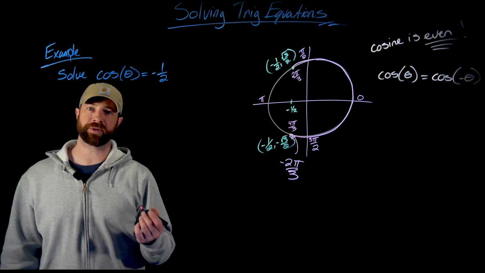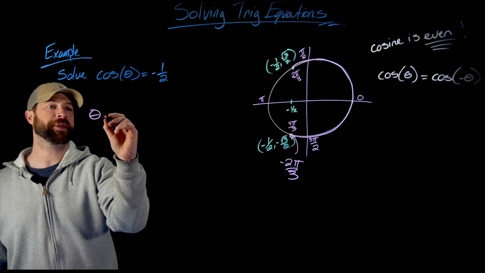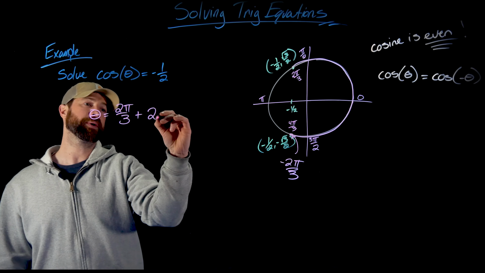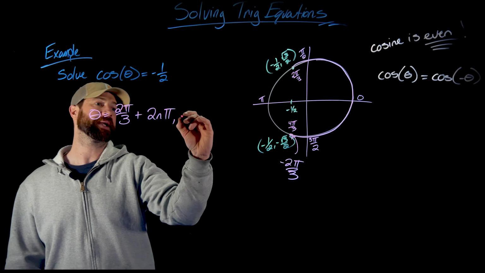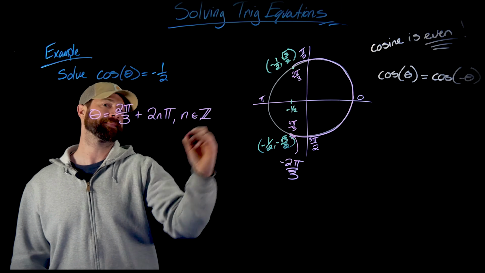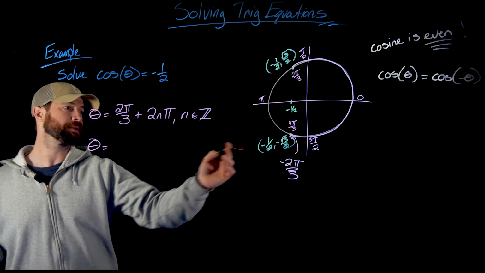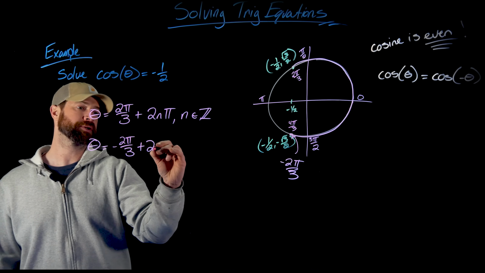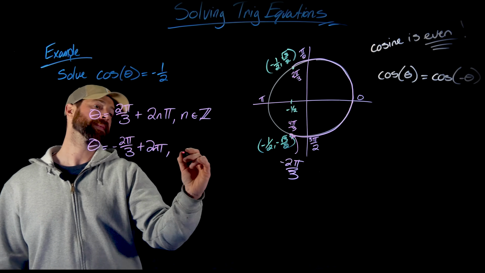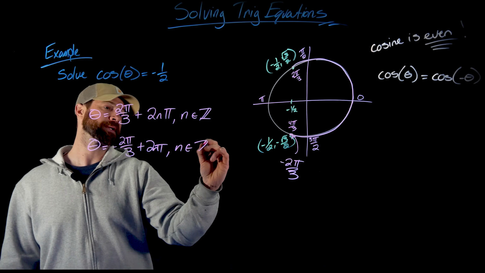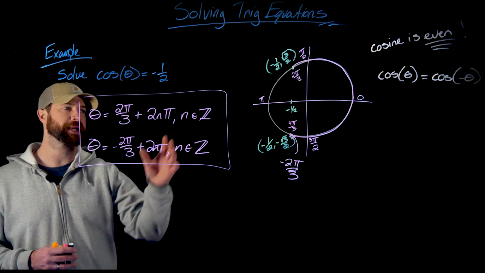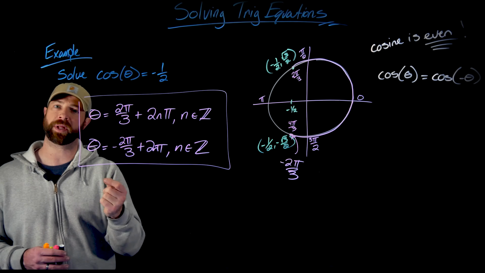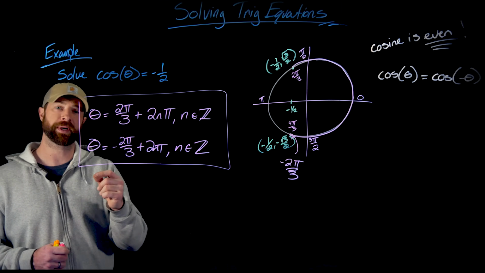And with that, we can describe the infinite solution sets. We have theta equals 2 pi/3 plus 2n pi, and again, this n right here is any integer. We also have the other location described by -2 pi/3 plus 2n pi, again, where n is an element of the integers. So this solution set and that explanation about the fact that cosine is an even function gives us a generalized method for solving cosine equations.